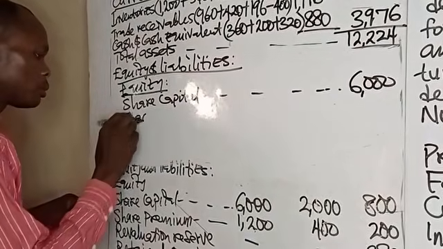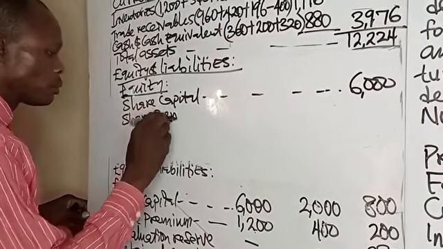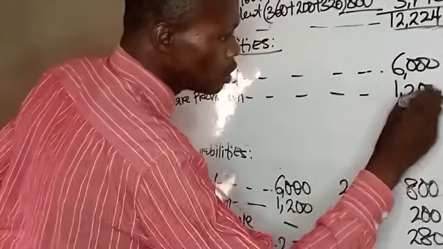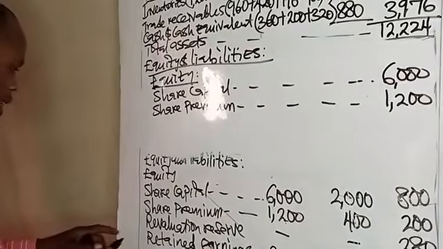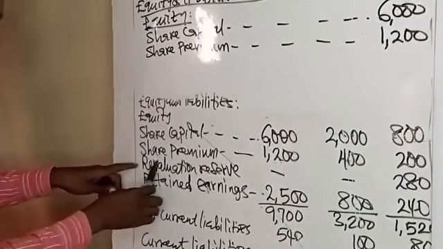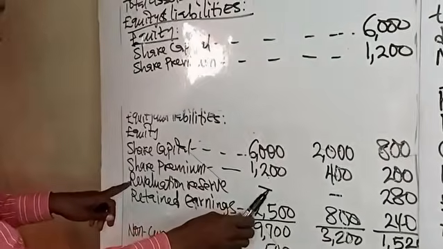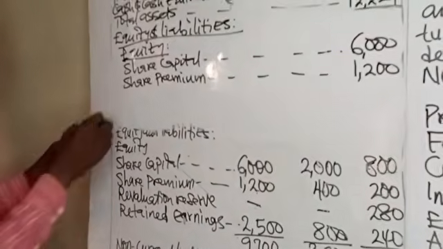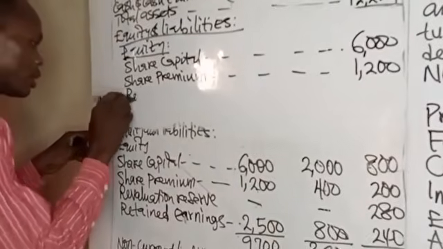Then we also have share premium, parent only, 1,200. Then we have revaluation reserves. Parent has none, so there's no revaluation reserves. So retained earnings.